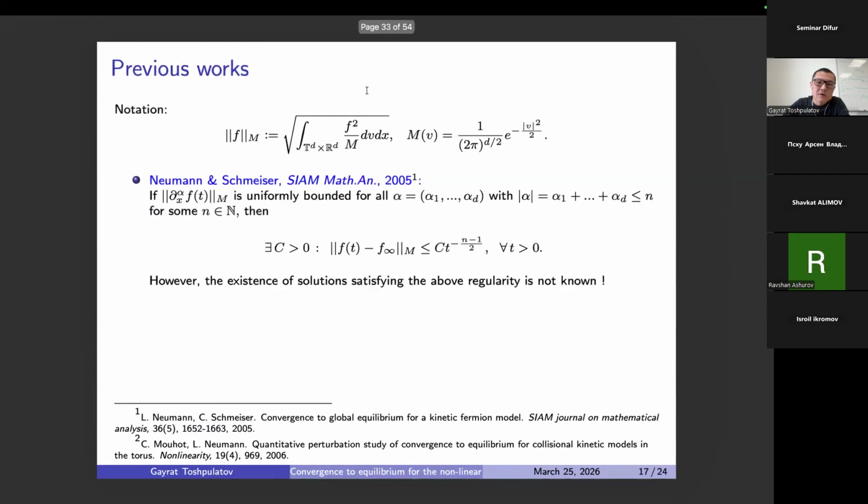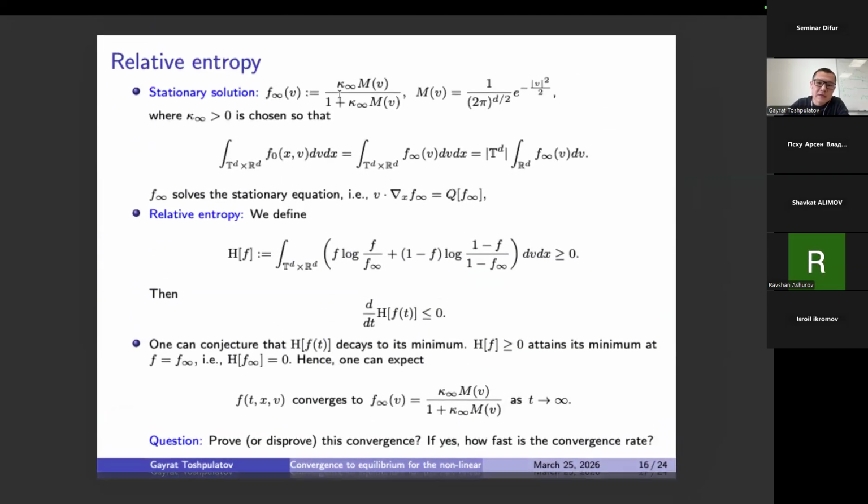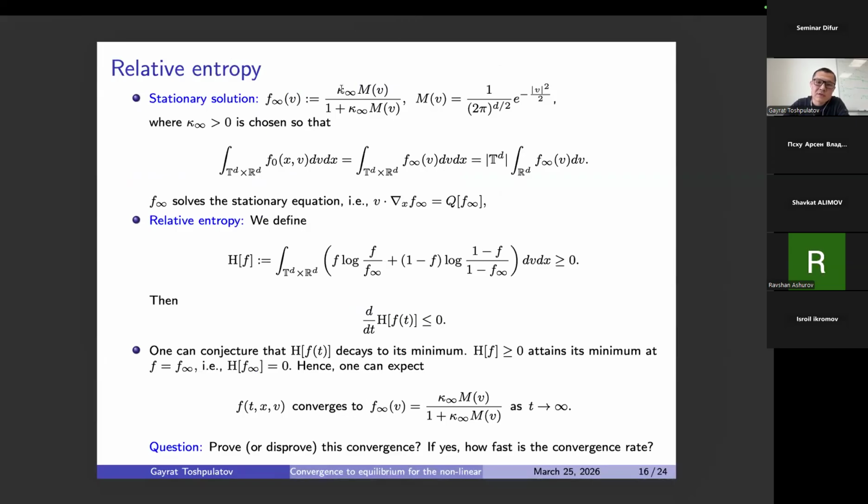Okay, so there exist infinitely many solutions. You can just consider this expression. Just an example: k can be any constant. Take any constant, it solves this. And why does the solution tend just to this f infinity, but not to another one?